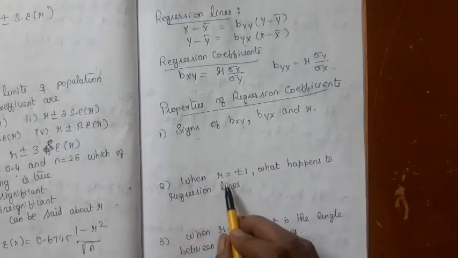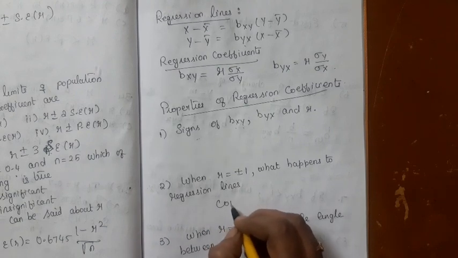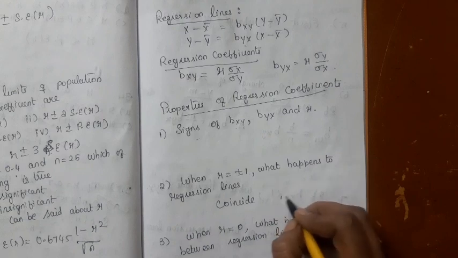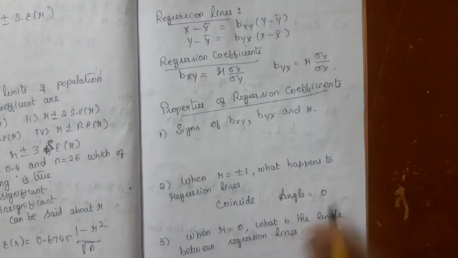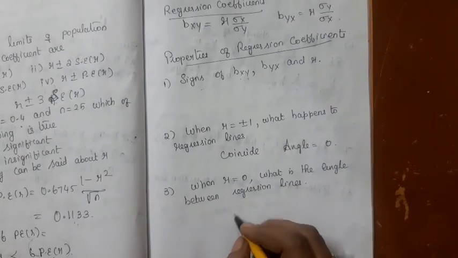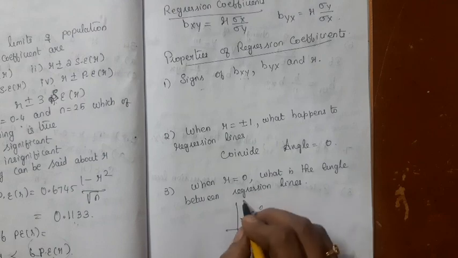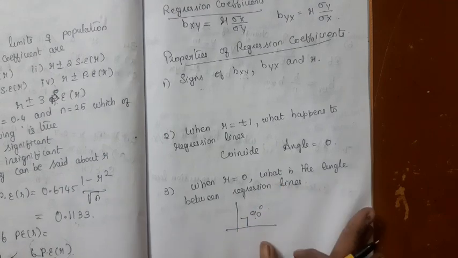If r is equal to plus or minus 1, the regression lines coincide, and the angle between the regression lines will be 0. When r is equal to 0, the angle between the regression lines will be 90 degrees. The regression lines will be perpendicular to each other.